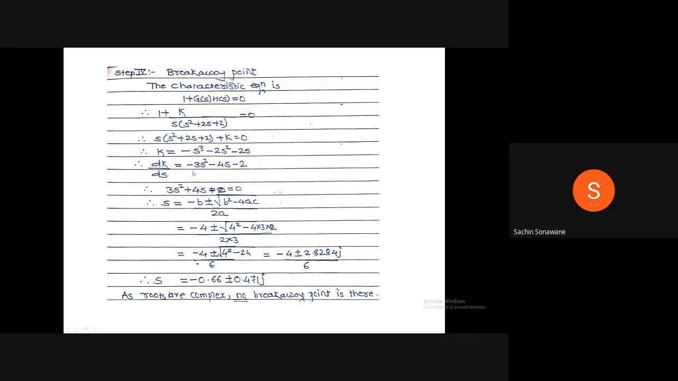Therefore, dK by ds, we have to differentiate it. dK by ds is equal to minus 3s square minus 4s minus 2. Therefore, 3s square plus 4s plus 2 is equal to 0. Solve this quadratic equation. Therefore, s is equal to, we are getting minus 0.66 plus minus 0.471j.